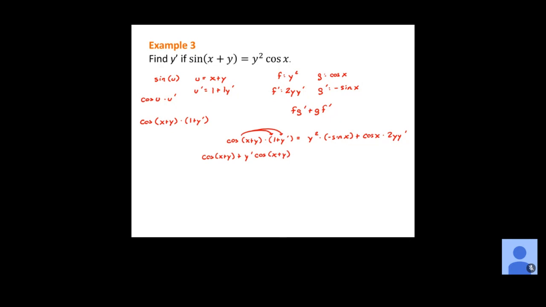And we have to do that because otherwise there's no way to get that y prime term with the other y prime term without moving stuff around. Okay, so you've got to distribute first. Now we're going to get equals. Over here, now I'm just going to move the negative. So negative y squared sine of x plus 2y y prime cosine of x.